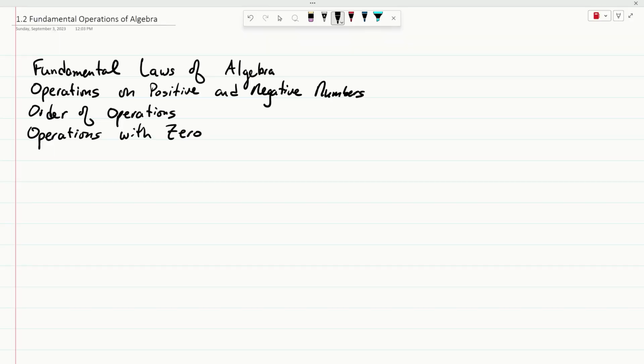In section 2, we're going to be talking about the fundamental laws of algebra, operations on positive and negative numbers, order of operations, and lastly, operations with zero. So, first, our fundamental laws of algebra.